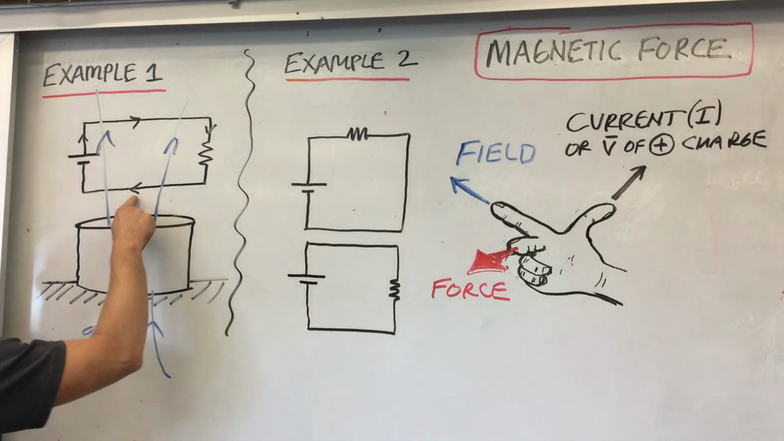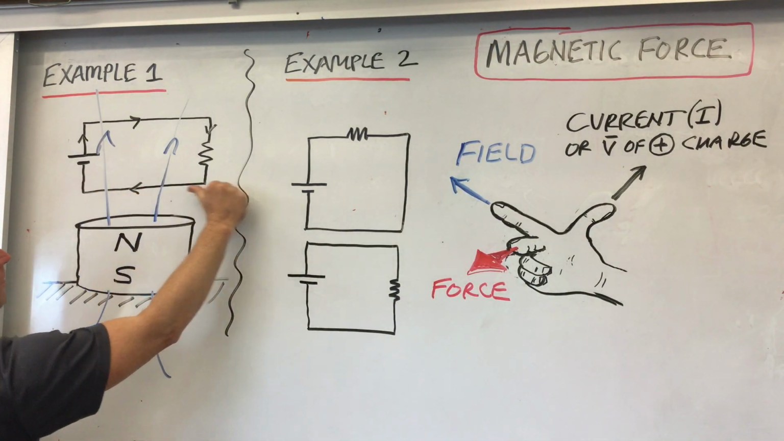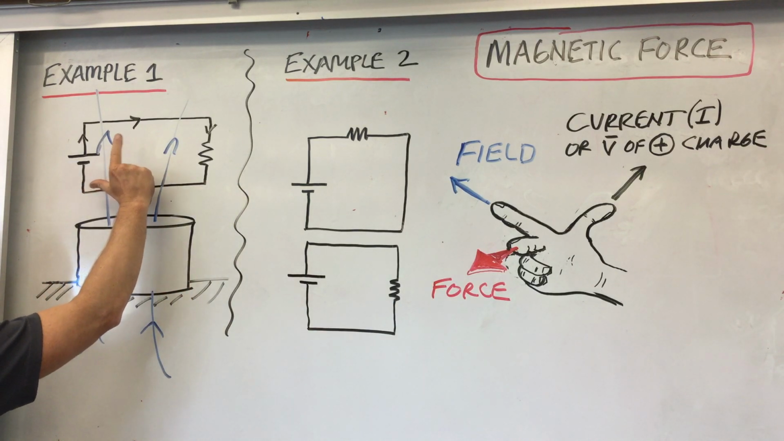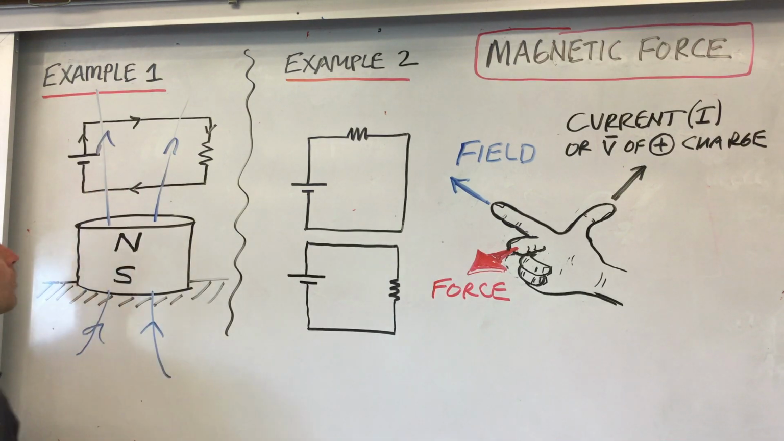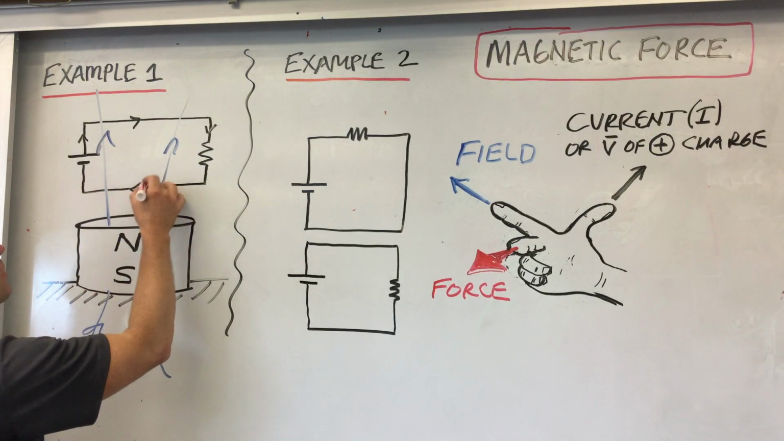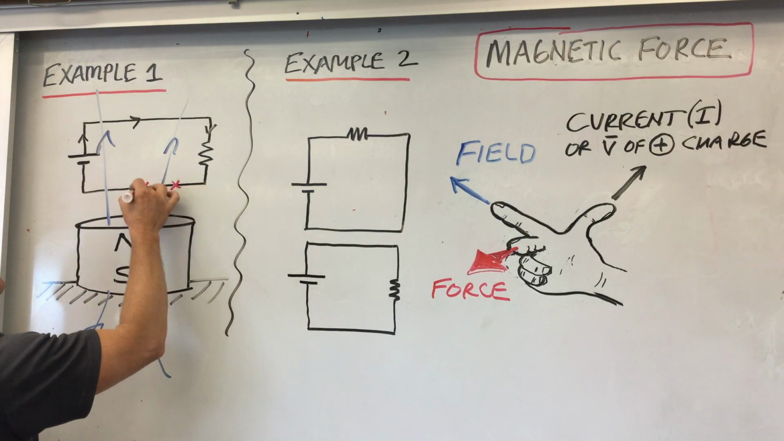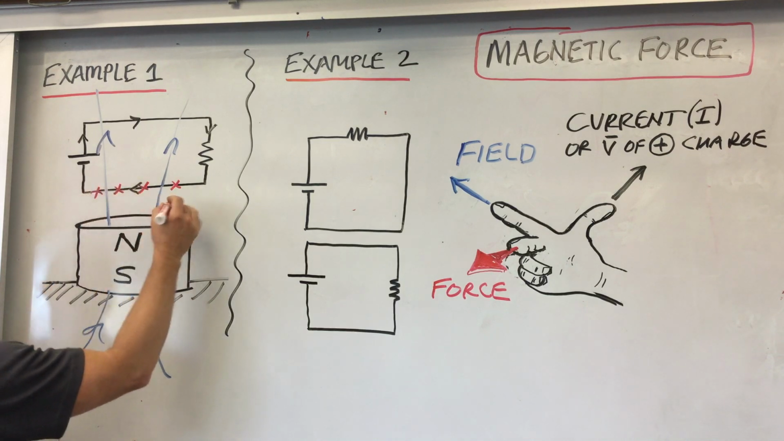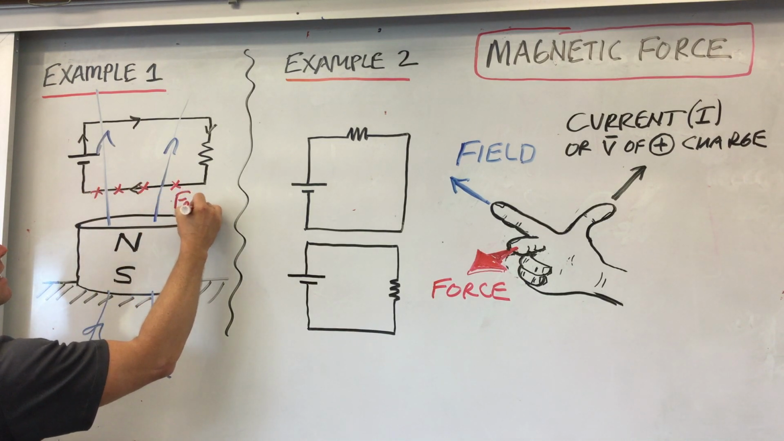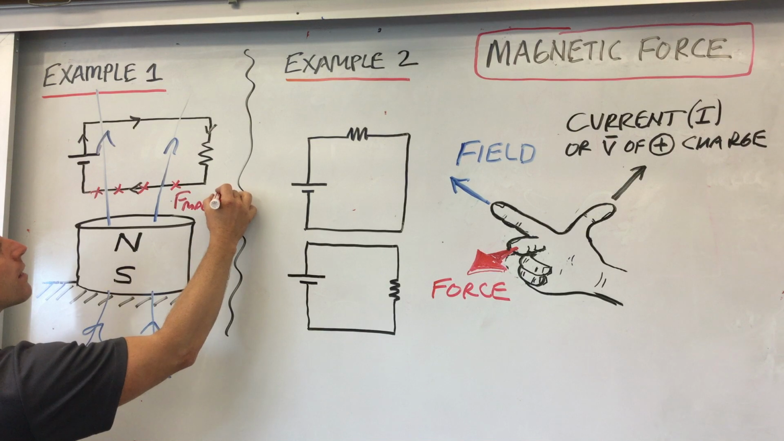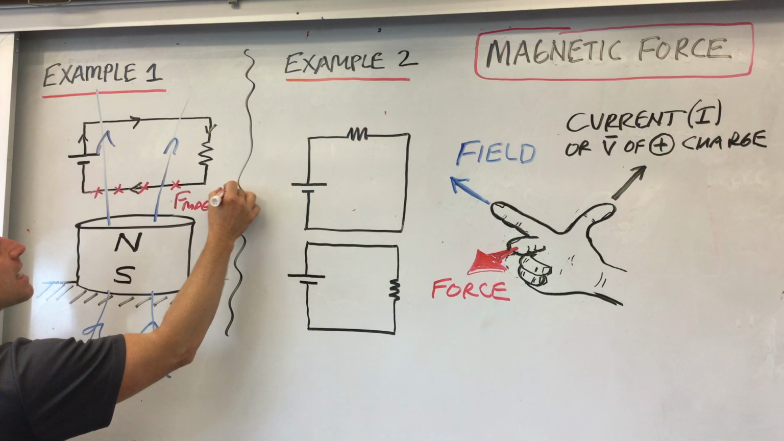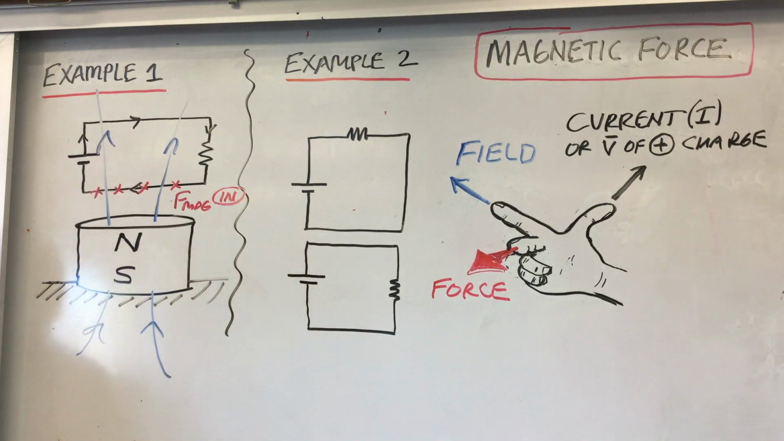And so on the bottom segment of wire, we have current going this way through a field that points this way. What that means is there's going to be a force into the board. So I'm going to put here on this segment of wire, there's going to be F magnetic into the board. I'm just going to say that it goes in.